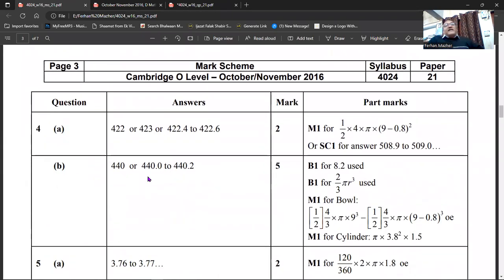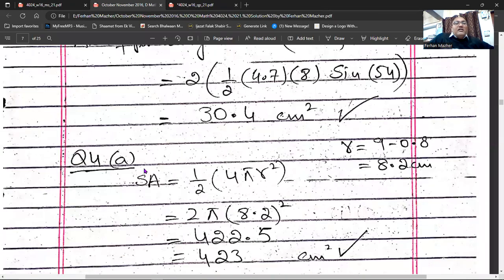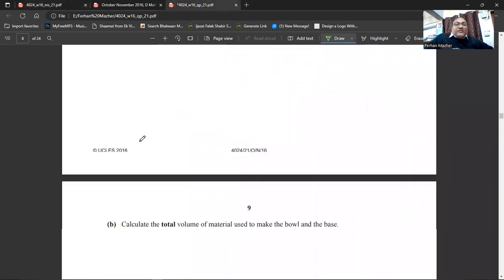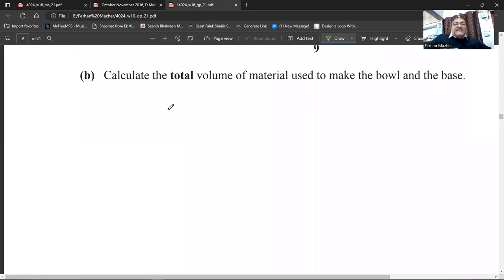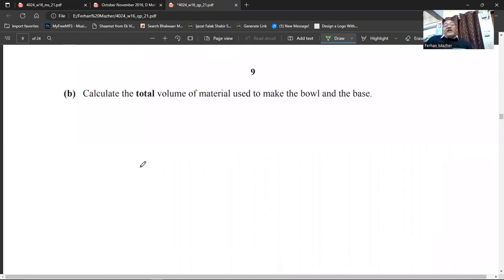423 is the right answer, sir. So I think we are done with the question 4A part. Okay. So then he says calculate. It's a 5 marks question. It's a 5 mark B part.